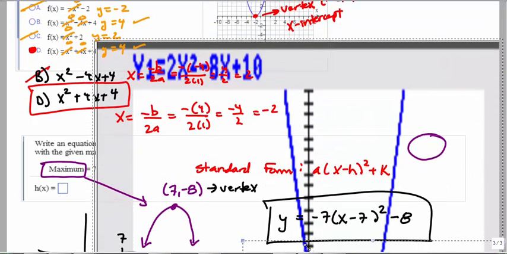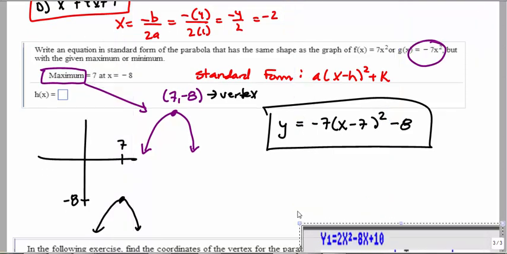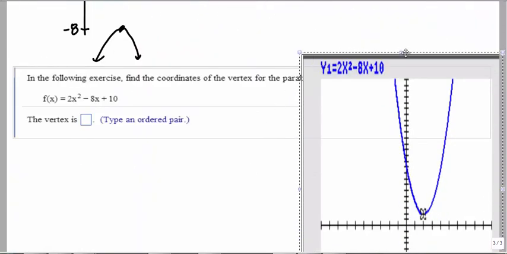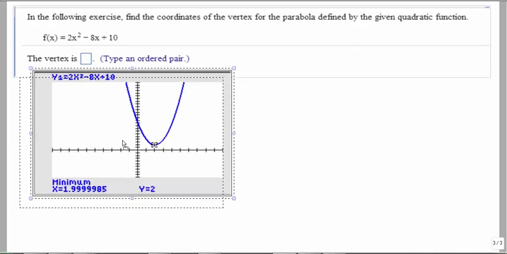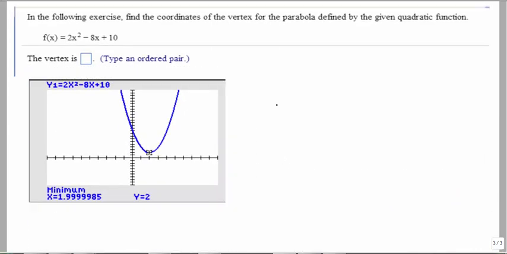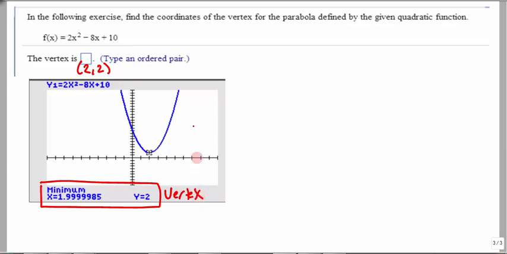So that's one thing that you can do, but before you do that, it's a good idea to graph it and then try and determine, is this a maximum or a minimum point? So graphically, on your calculator, we can look at this and we can come up with the vertex, and we have to type it as an ordered pair, 2, 2. So again, that's given right here. Now by hand, what we would do is we would say, okay, this is in standard form.